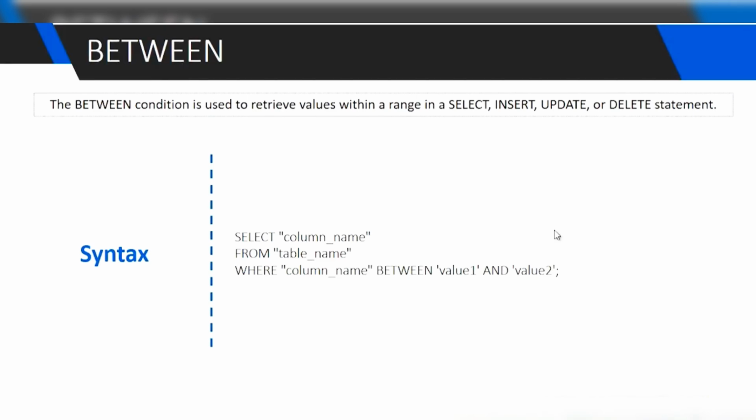So the BETWEEN condition is used to retrieve values within a particular range. While using BETWEEN, we'll need to specify a lower value and an upper value between which the condition will give us the values back. The syntax to use the BETWEEN command is: select column names from table name where a particular column value is between a lower value and a higher value. Let us look at an example.